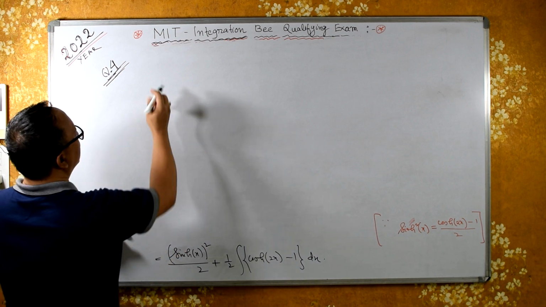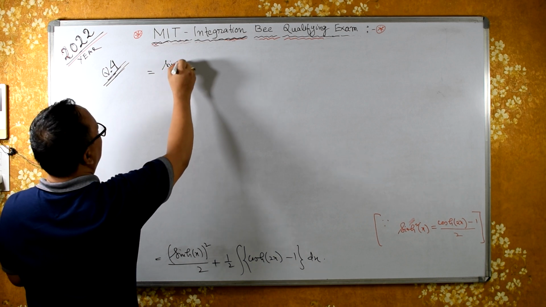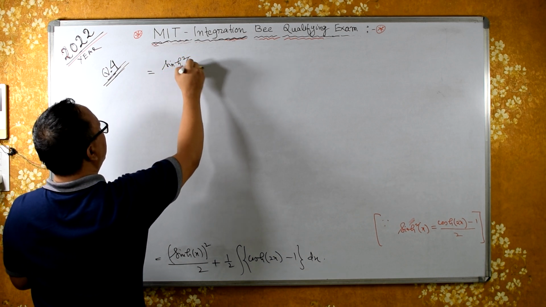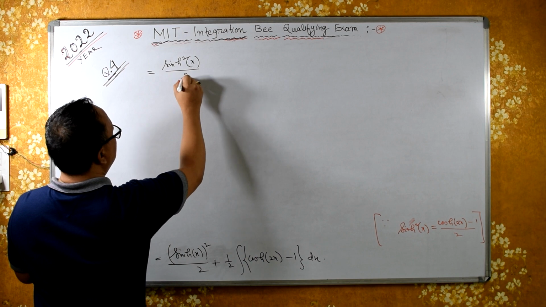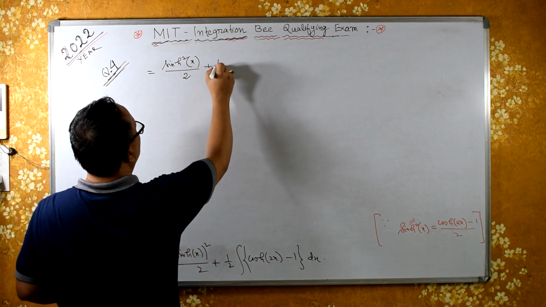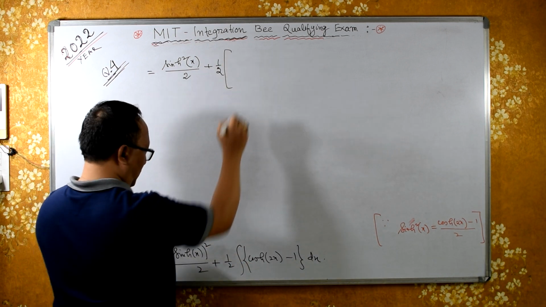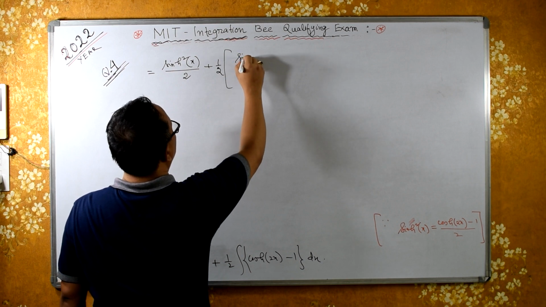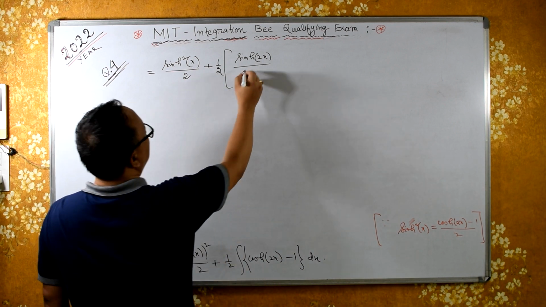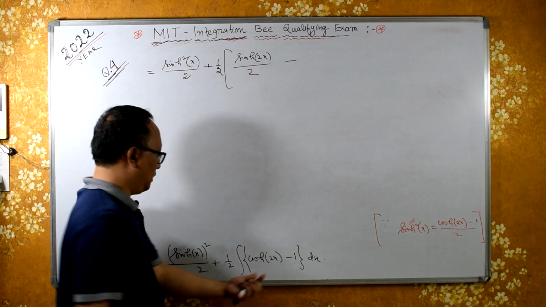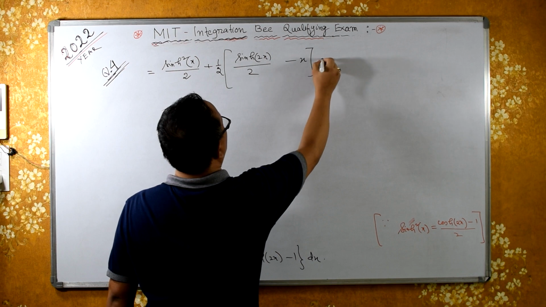Now this is the same as sinh²x upon 2, plus half. Now the integration: half the integral of cosh 2x is what? sinh 2x upon the derivative of 2x, which is 2, minus the integration of 1, which is x, plus some constant.